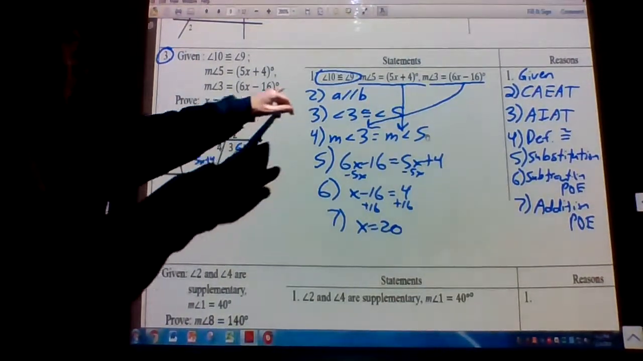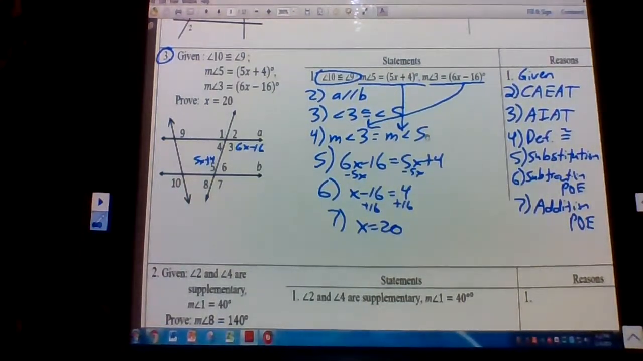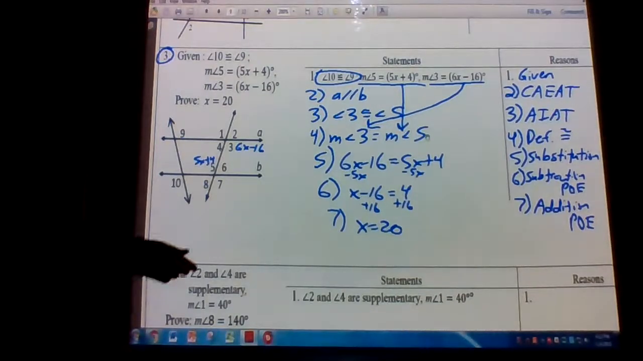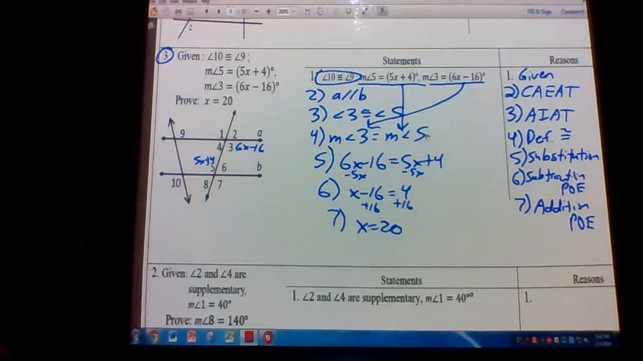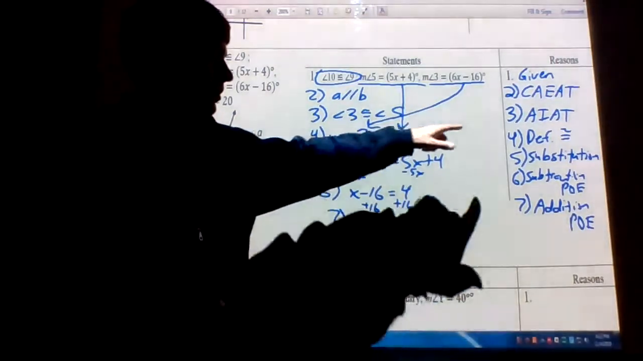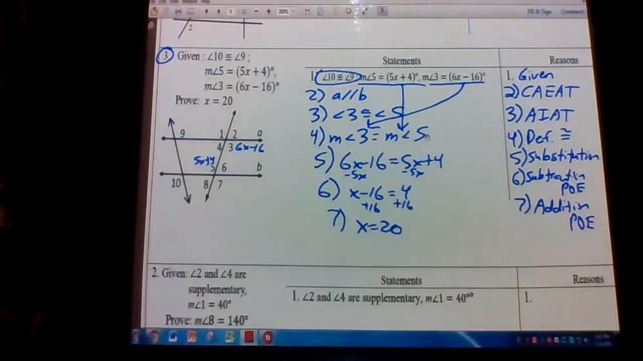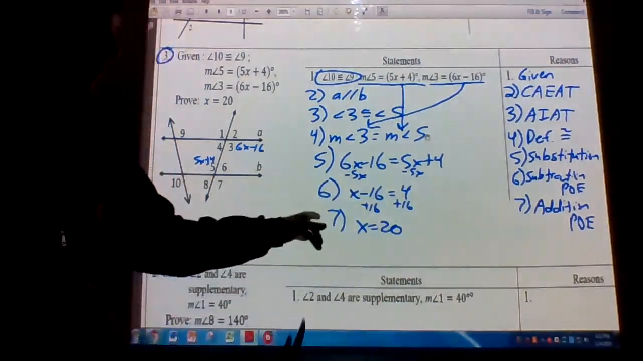So they gave us angle 10 and angle 9 are congruent. Those are alternate exterior angles. So we use the converse to the alternate exterior angle theorem to tell us that the lines A and B are parallel, because if the alternate exterior angles are congruent, which they are, then the lines are parallel. Then, since the lines are parallel, we can now use the alternate interior angle theorem to say angle 3 is congruent to angle 5. Since the angles are congruent, their angle measures are equal. We can substitute in. So we substitute it, we subtract 5x from both sides, we add 16 to both sides, and we're good.